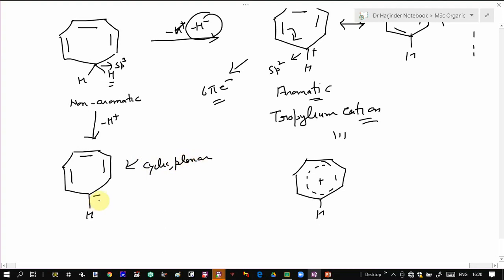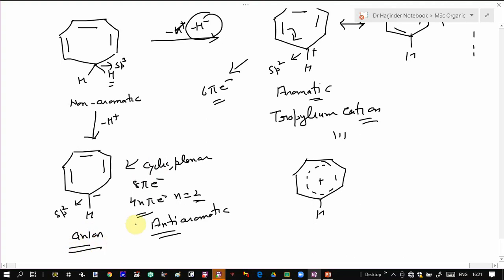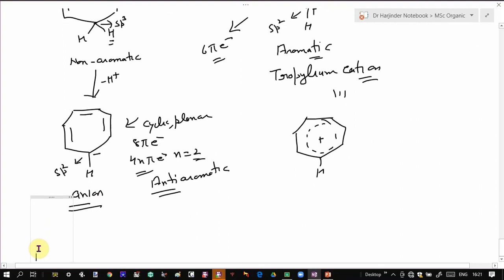This carbon is again sp2 hybridized, but there are a total of 8 pi electrons. You can see there are 8 pi electrons, 2, 4, 6 and 8. So it satisfies the 4n pi electron rule, with n equals 2. So this is an anti-aromatic compound. So we can see this tropylium cation has maximum stability compared to cycloheptatriene, and this cycloheptatrienyl anion has the least stability. So this is an example of a system of aromatic cation with 6 pi electrons.